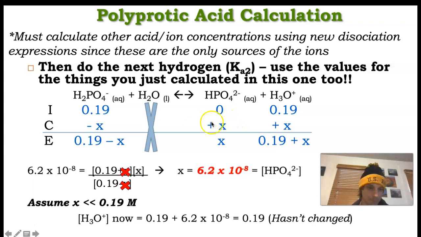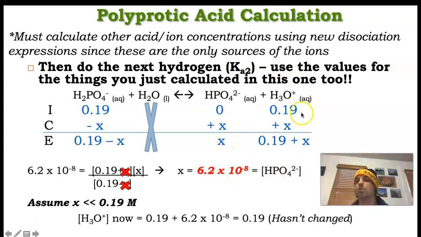All right, so here was my ice table right here. Okay, next, I plugged it into my equilibrium expression. This K value I would be given. And then I ignored these right here, and I wrote assume x is much smaller than 0.19. And then I solved for x. So now this is my HPO4 concentration.